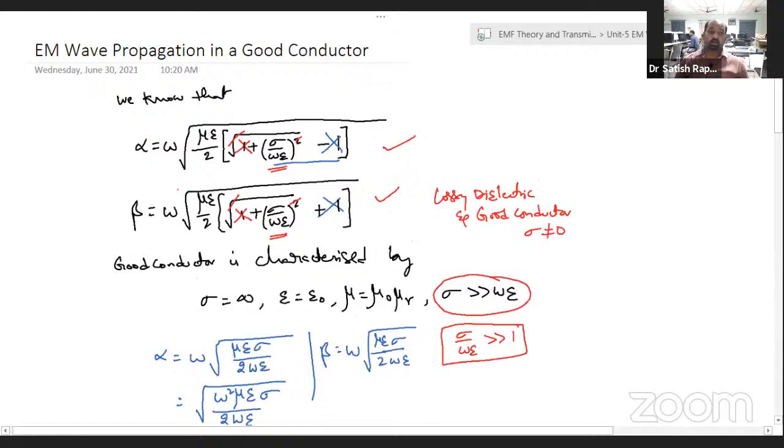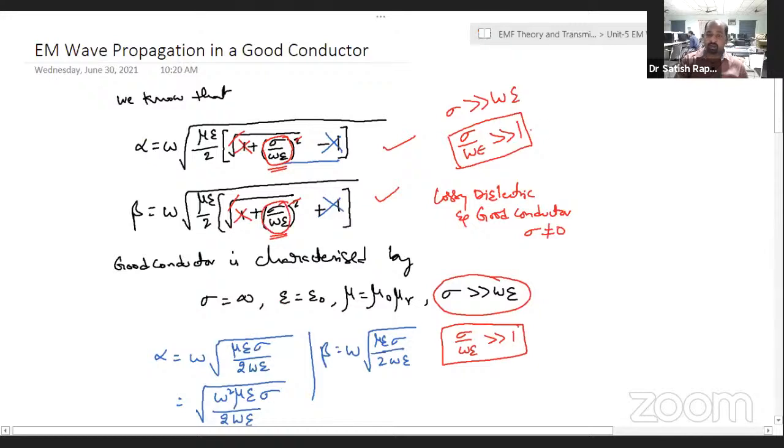And coming to the next topic. Here, without doing much derivation, I have taken the alpha and beta expressions directly, because for a good conductor I have the condition: sigma is very much greater than omega epsilon, or sigma by omega epsilon is very much greater than 1. Alpha and beta are functions of sigma by omega epsilon here, and here we have sigma by omega epsilon.